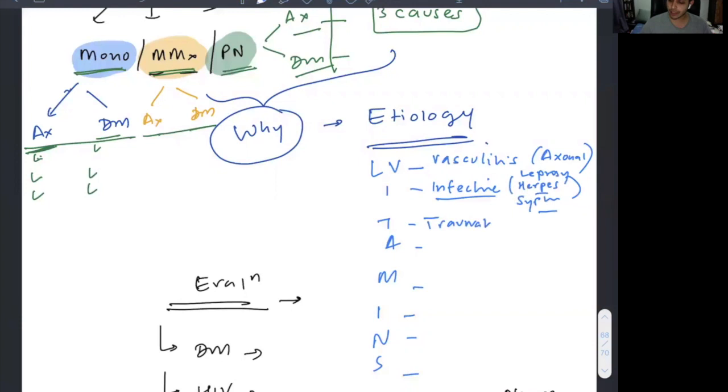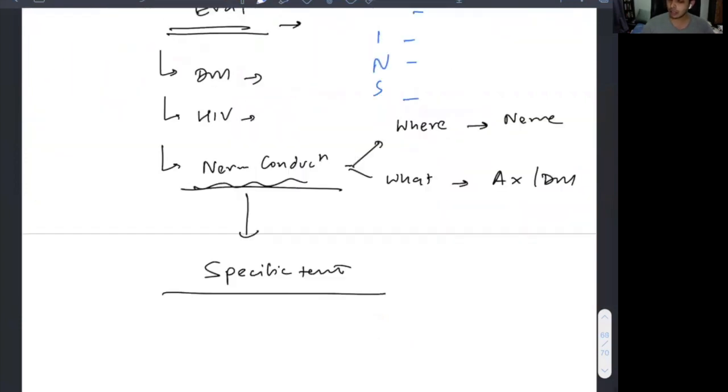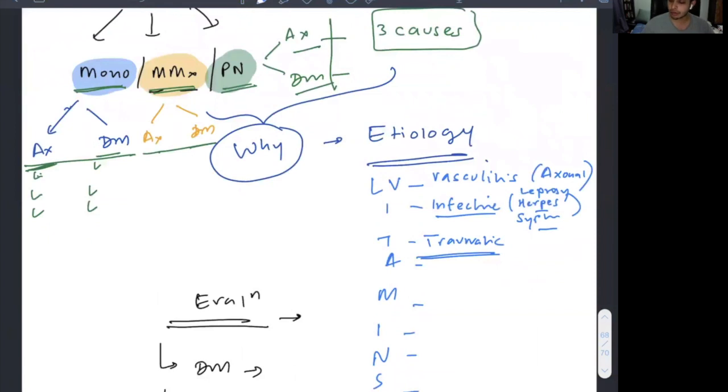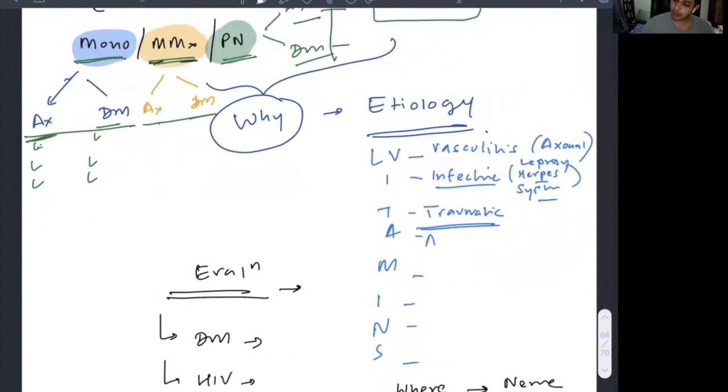You have traumatic lesions, which are usually axonal, and they can be mononeuritis, or they can have polyneuropathy depending on the trauma. You have autoimmune. Now this is very important. Autoimmune, the main example is GBS, and GBS can be both axonal and demyelinating.